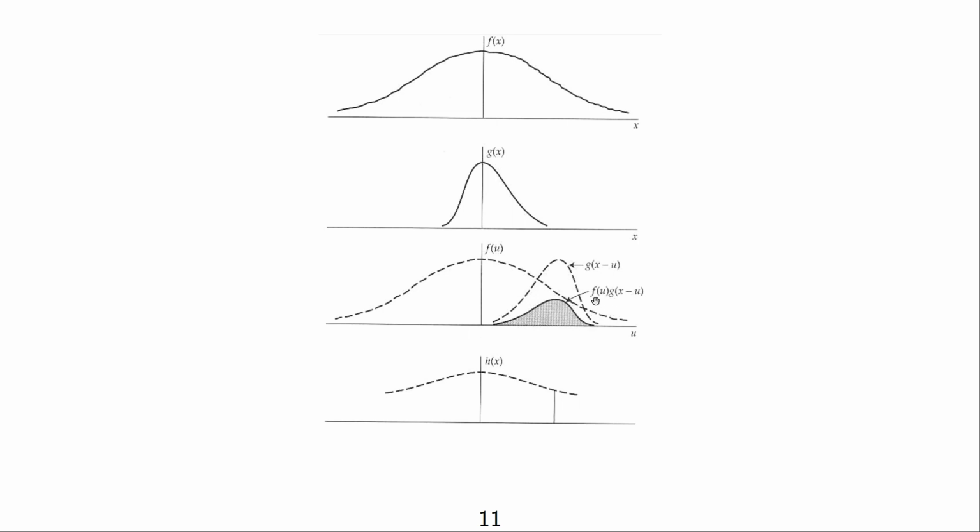And then what we do is we integrate up this function. So this particular value here is the integral of this area that is shown in dark gray here. That is the integral of this function, the component-wise product of f of u and g of x minus u.